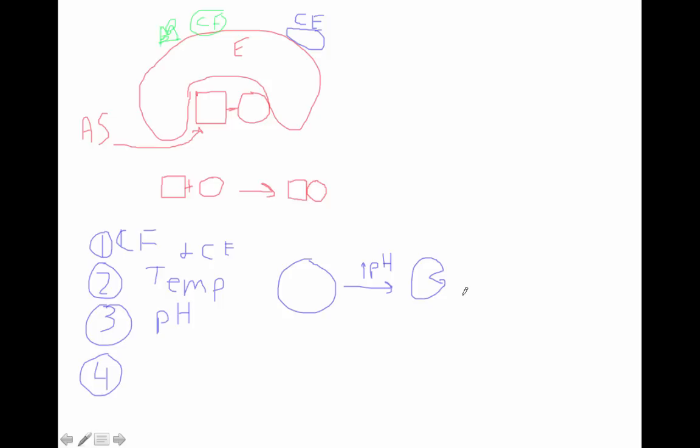So this is a way we can change the activity of the proteins by increasing the pH, lowering the pH, increasing temperature, lowering temperature. And the result of doing this is a change in the shape of that protein that either makes it more or less active.